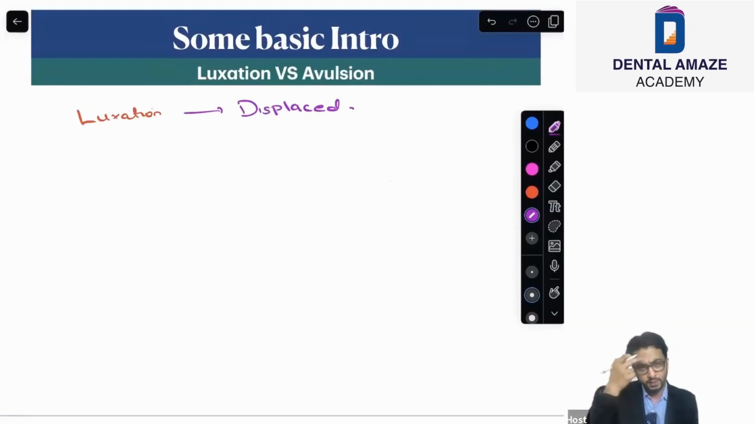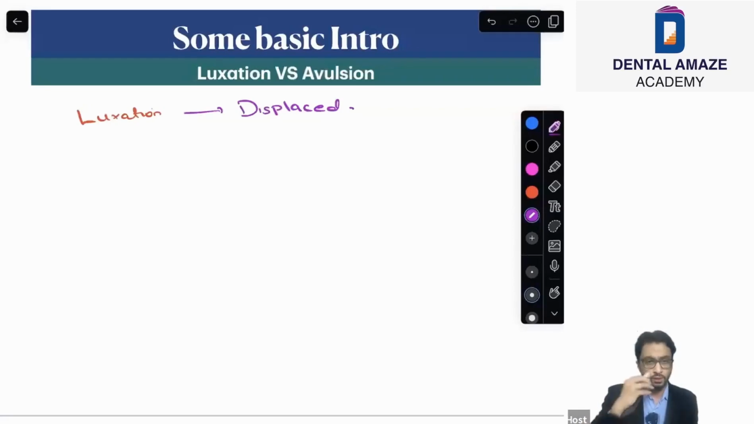There are different types of luxations like extrusive and intrusive. Extrusive means going out, intrusive means moving inside. I'm talking about the mandibular tooth: it went inside, or it goes out. That is called intrusive, extrusive. Then you have lateral, where the tooth moves mesially or distally. Moves in the sense displaced mesially, displaced distally, lingually, labially. So all these are displaced teeth, luxation injuries. We'll come to more details of this.